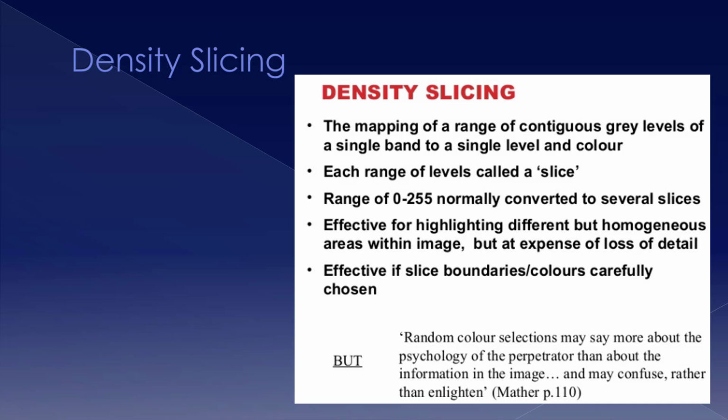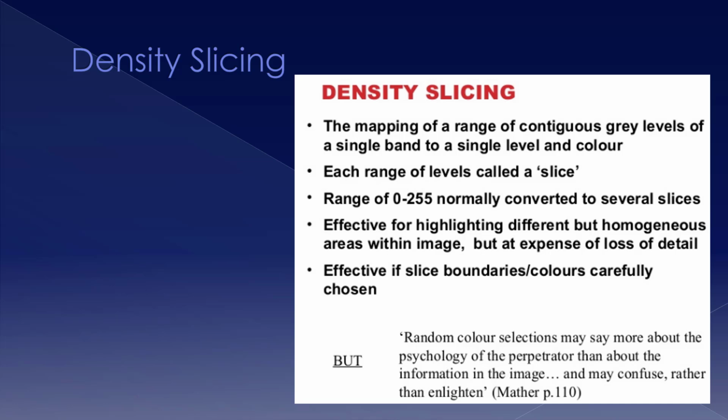With density slicing, the mapping of a range of continuous gray levels of the single band to a single level and color is performed. Each range of levels is called a slice, and the range of 0 to 255 is normally converted to several slices. This is effective for highlighting different but homogeneous areas within an image, but you do have the expense of a loss of detail. So even if the slice boundaries and colors are carefully chosen, you are going to lose detail.